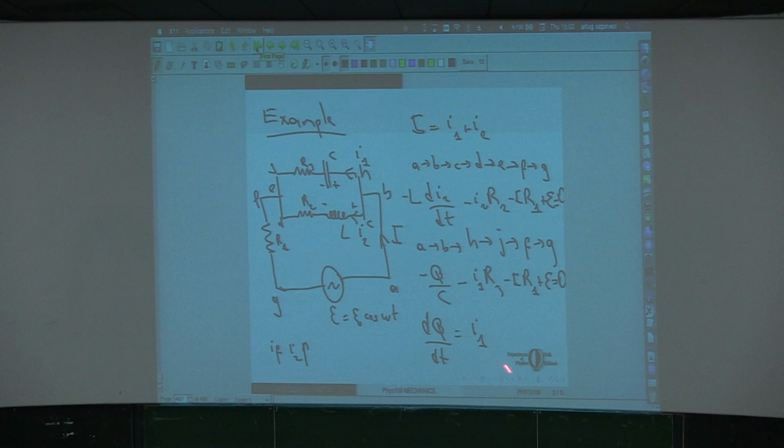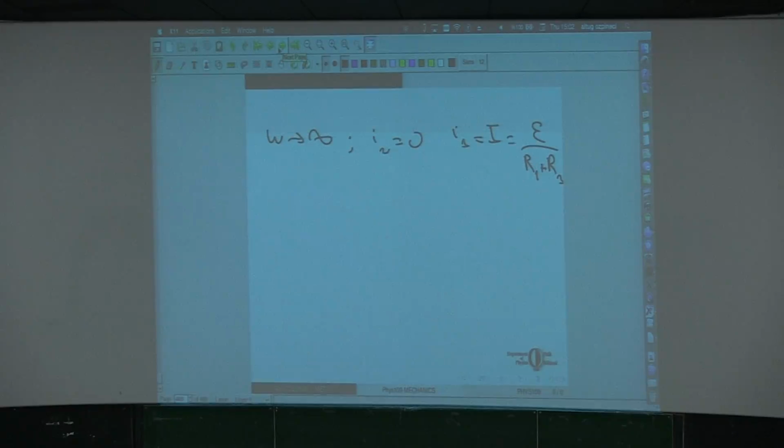Now, in this limit, we already know the solution. We don't need to worry about solving all those 4 equations to obtain the current as a function of time if the frequency is very large. If the frequency is very large, this will be the current running through our system. Now we can look at the other limit.